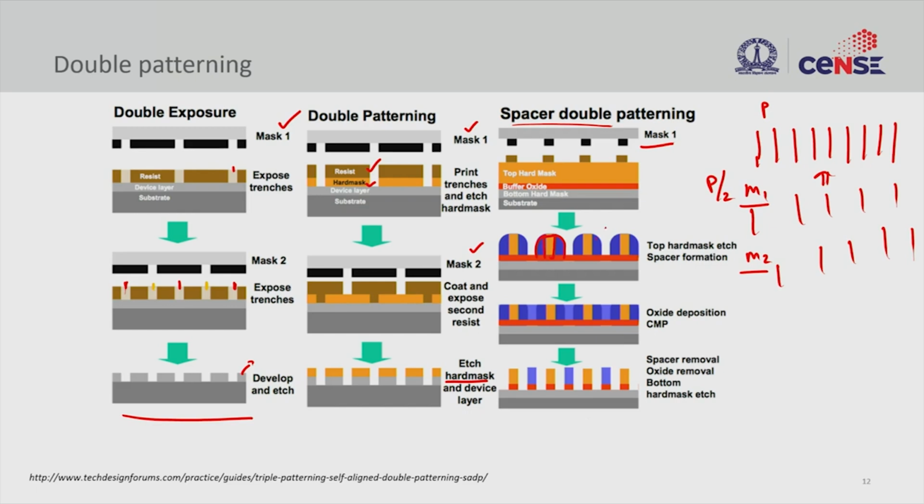So I get this spacer done and then I remove whatever material I had as a sacrificial layer, and then you can take this pattern and planarize it and remove all the sacrificial layer, and then I should be able to get a denser pattern here. So this is spacer defined double patterning.